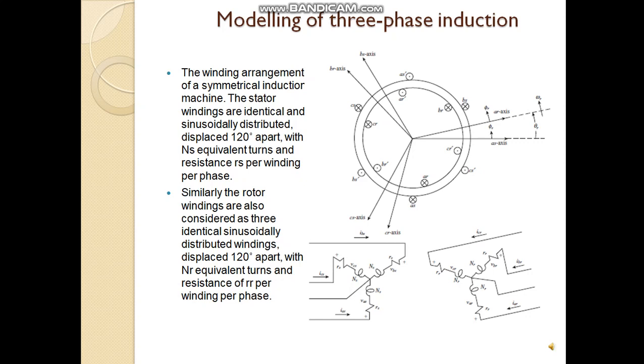The air gap is uniform; eddy currents, friction and windage losses, and saturation are neglected. The windings are distributed sinusoidally around the air gap. The windings are identical.